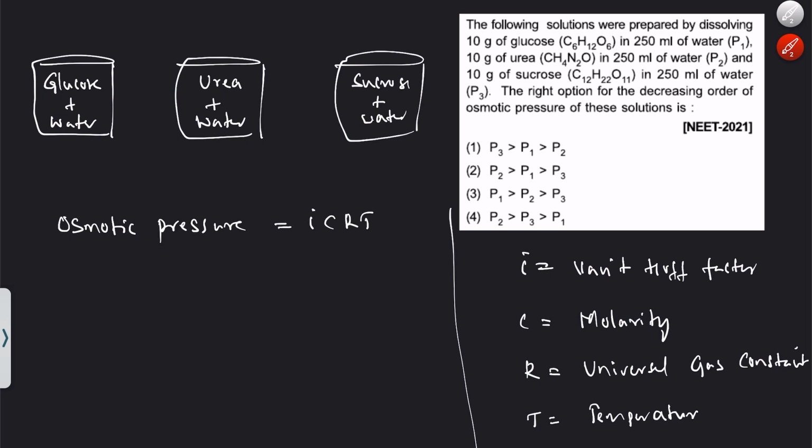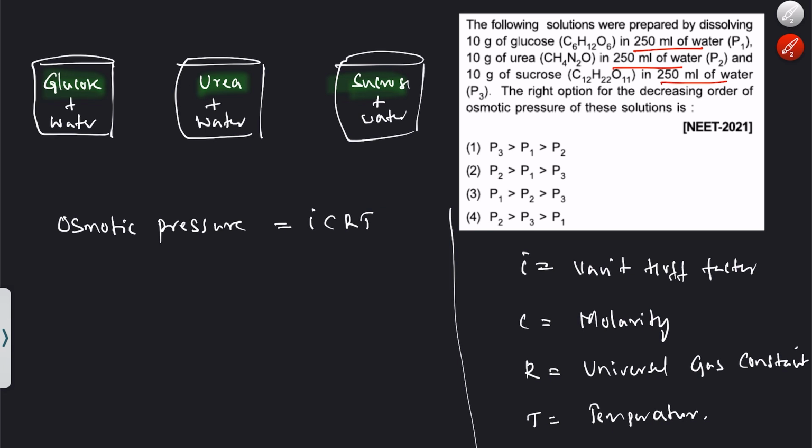And if you look here, in all these solutions we are using the same solvent and the same amount of solvent. The solvent is the same and the amount of solvent taken is also the same. Then what is different? Only the solute is different. In the first solution it is glucose, in the second urea, and in the third sucrose.